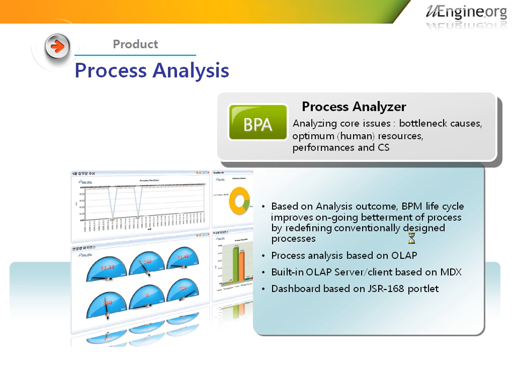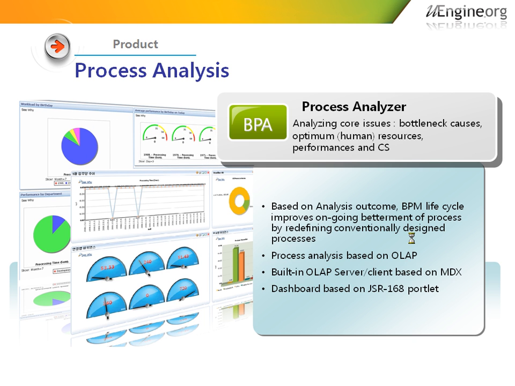As you see all the gauges and graphs after all the processes are done, or after a year's business, you will see these kinds of gauges analyzing core issues, for example, bottleneck causes, optimum human resource performance, and customer CS. You can see who has done which work, and whether it was done in a very efficient way or not, so that all the staff or employees can be easily compensated and evaluated, because all the data information is seen on the process analyzer.